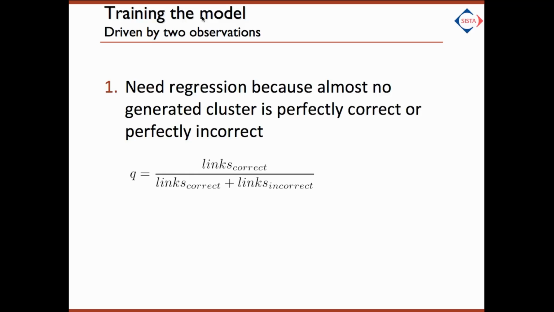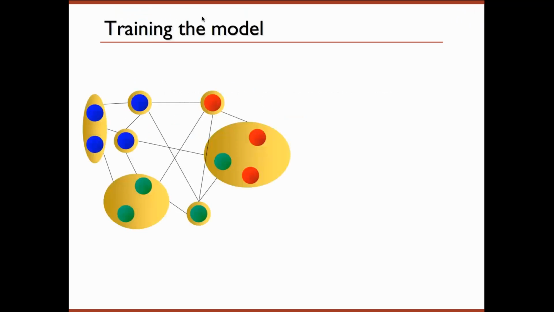So let's look at one example. This is one state of the system at some point. If we look at merging this cluster with this, if we did merge, then we introduce two links, right? We introduce this link and this link. And they're both correct, right? So the quality score, which becomes the linear regression outcome variable, is 1.